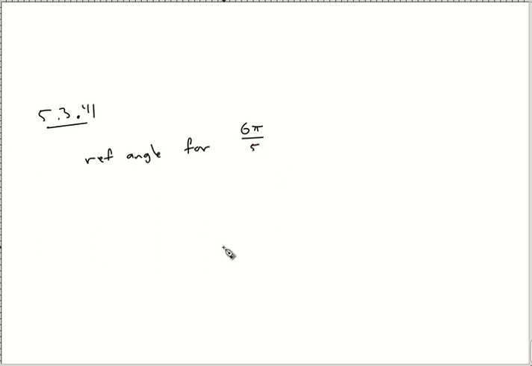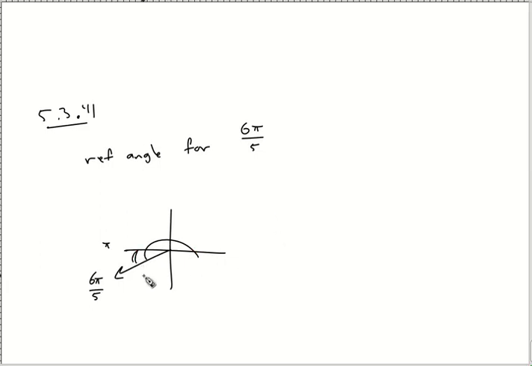Okay. So there's lots of other ways to see this, but I'm going to do my formula thing. 6 pi over 5 is somewhere over here. I know that because 5 pi over 5 would be right there. That's pi, right? So it's a little bit more than that. But they're just wanting this small little angle right there.